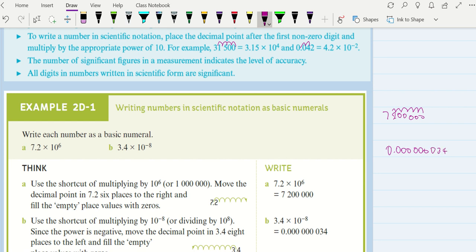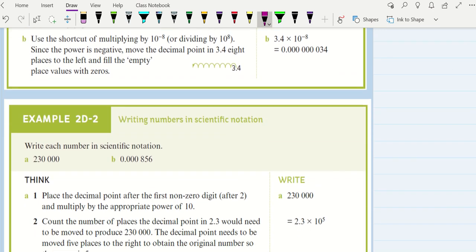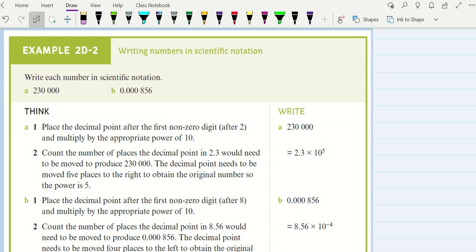Excuse my messy writing, it's a bit hard on the screen here. Okay, now let's have a look at writing each of these in scientific notation. Now it's going to be, start off with 2.3. So I've got my first non-zero digit, which is a 2. And then I'm going to place a decimal point after that 2.